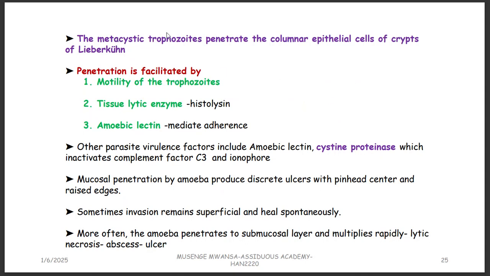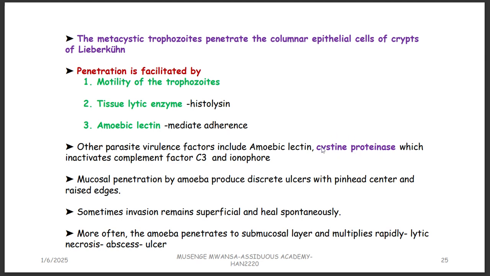The metacystic trophozoite penetrates the columnar epithelium cells of the crypts of Lieberkühn. You can see the trophozoites can do that, penetrating the columnar epithelial cells. And penetration, as we said, is facilitated by motility, that's movement of the trophozoite. And then you also have histolysine and amoebic lectin. So the lectin of the amoeba allows the amoeba to adhere, to attach to the surface of the intestines.